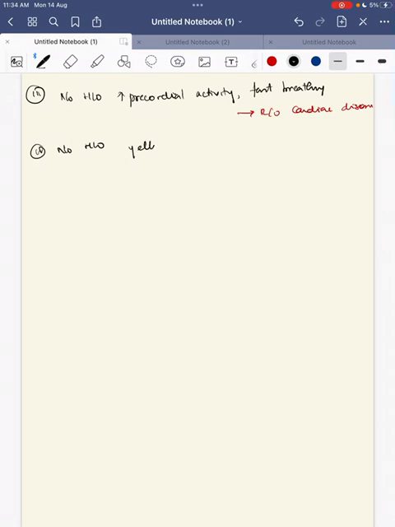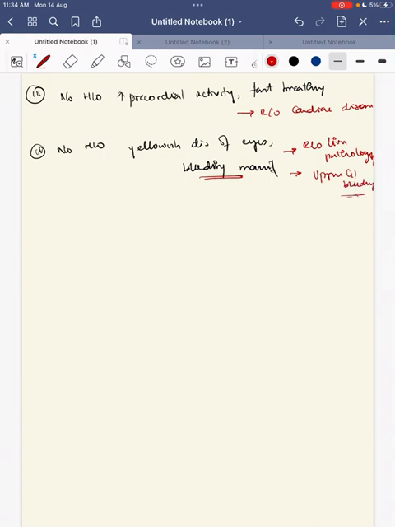Okay. Fourth, no history of yellowish discoloration of eyes or bleeding manifestations. This is asked to rule out liver pathology. So what kind of bleeding manifestations can you expect? You can expect mainly the so-called upper GI bleeding, like hematemesis and melena.